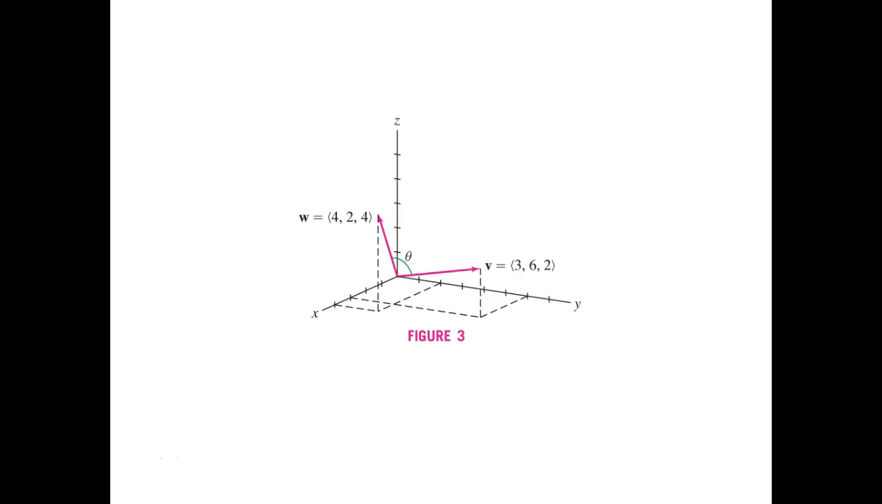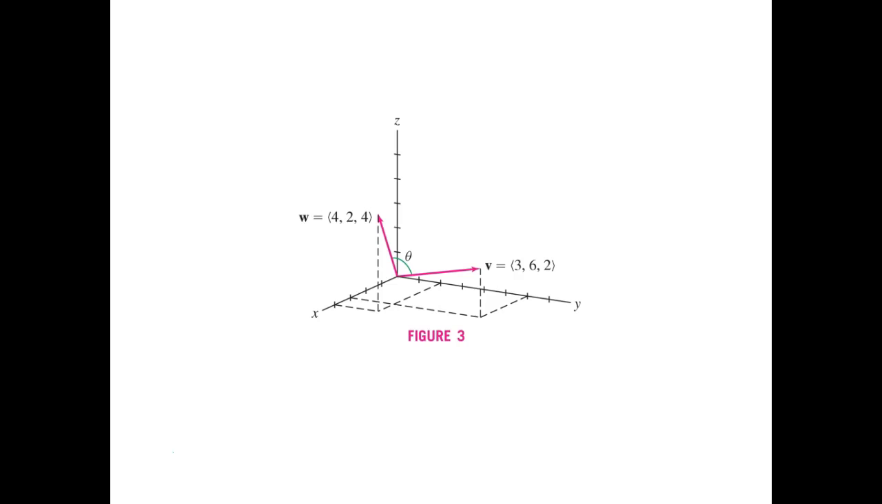16, 4, that'd be 20 plus, which would be 36. Square root of 36 is 6. So this magnitude is 6, that magnitude is 7. Okay? So we have 32 divided by 6 times 7, that'd be 42. So 32 divided by 42, that gives you a number. Take the inverse cosine of that number, and you've got the angle theta.